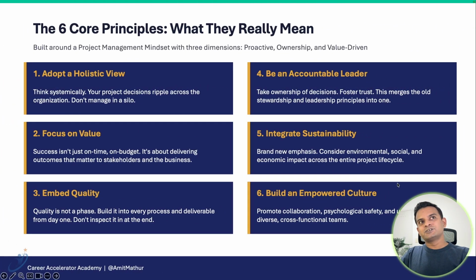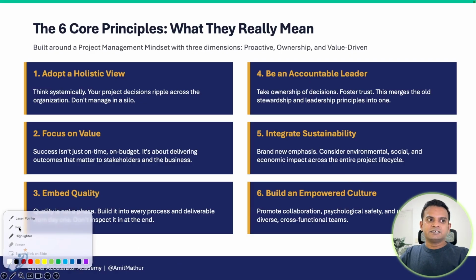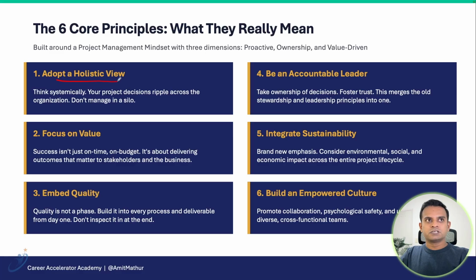Now the 6 core principles, what they really mean. Let's talk about that. These 6 core principles are: first, adopt a holistic view. It's like think systematically and avoid siloed decisions. Then focus on the value, which is like deliver outcomes that truly matter and not just meet deadlines or the budget. Then embed the quality, which is like build quality into every process from day one.